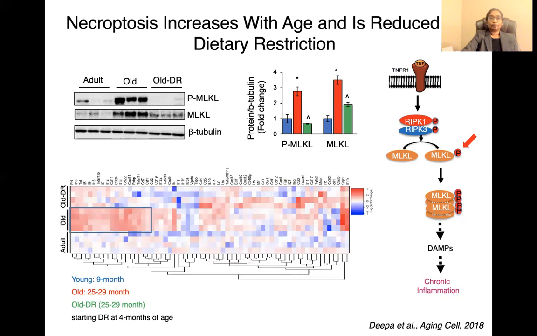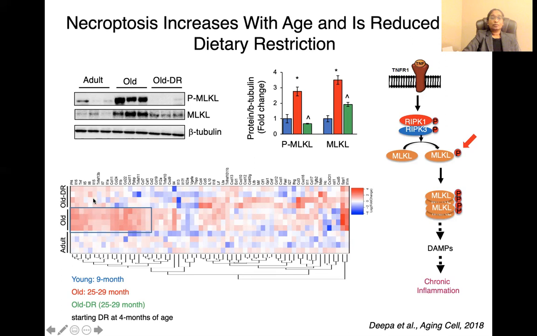mice. We also looked for inflammation in the adipose tissue. So this is PCR array data. And as we can see here, the red color shows increased expression. Compared to the adult mice, there is a significant increase in the transcript levels of pro-inflammatory cytokines and chemokines in the old mice, which was significantly reduced by dietary restriction.